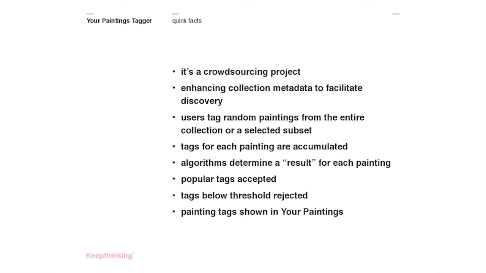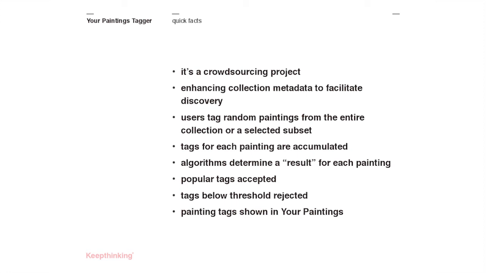You do your workflow, which I'll just show you. Your tags are saved. Other people then look at the same painting, and they also put in the tags. And the tags are accumulated for each painting, and they're stored in the database. And we have a set of thresholds and results that determine a result for a painting. So if 10 people look at the painting, and 3 people say there's a man in that painting, there probably is a man in that painting.